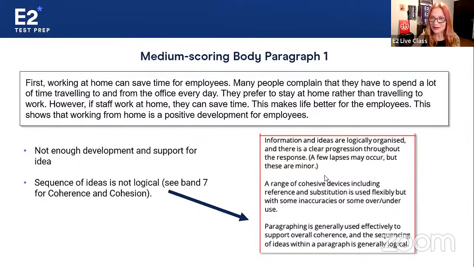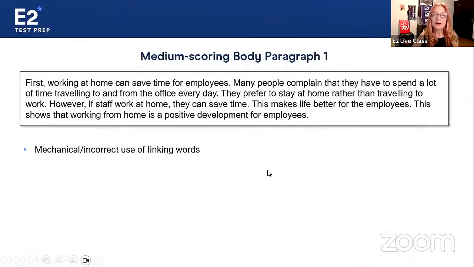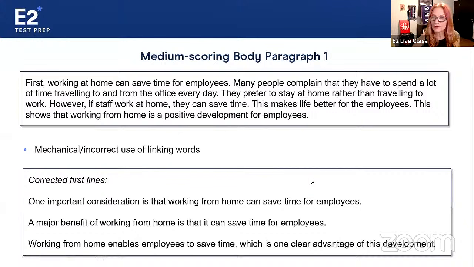Okay, I love the comments. Too much repetition, no referencing, exactly, and excellent. Simple English, it doesn't show sentence variety. Wonderful. Okay, you guys are right on track. Okay, mechanical or incorrect use of linking words. You guys found it.